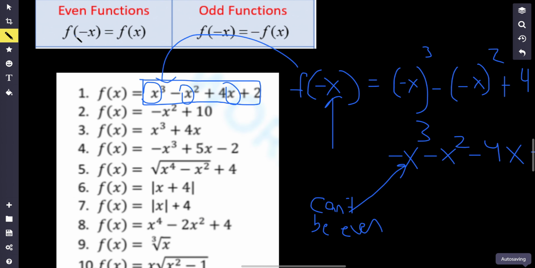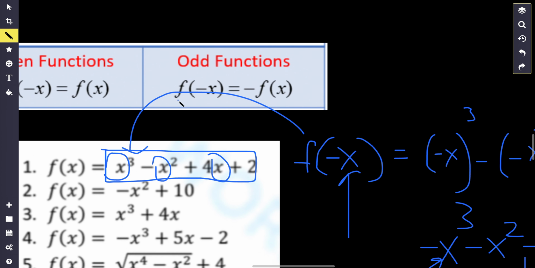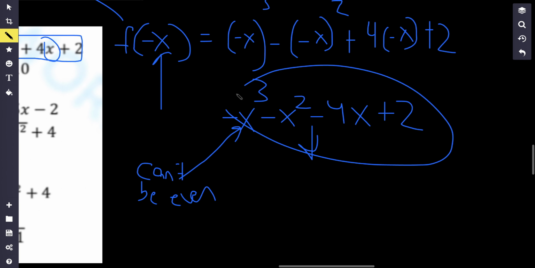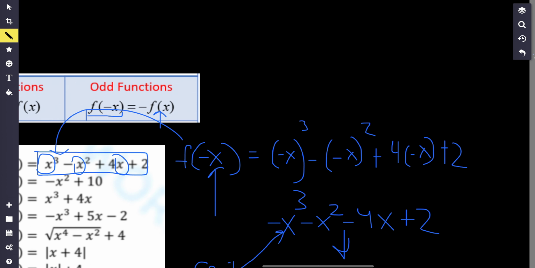This function can't be even, because when we plug in negative x for f of x, our result is not the same as what we had originally. But is this an odd function or not? Well, in order for a function to be odd, we need to have f of negative x. We've already found what that is. It has to be equal to negative of f of x. Now, what's negative f of x in this case?